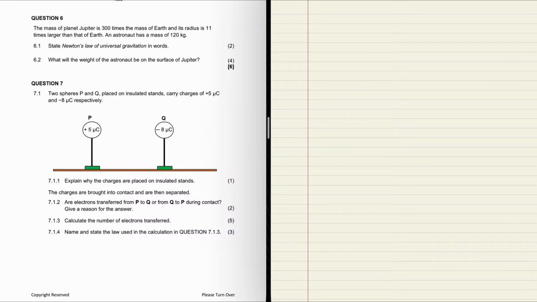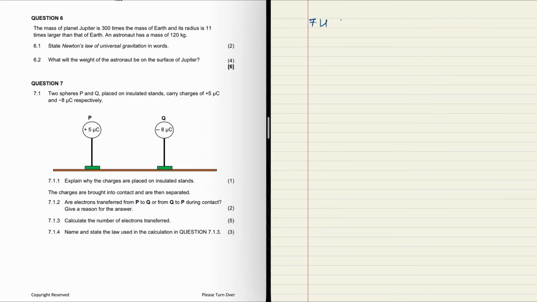Question 7.1.1, explain why the charges are on insulated stands. So they are on insulated stands because there must be no conduction of charges. We want the charges to stay on the sphere, so no conduction of charges away from the spheres. It needs to stay on them.